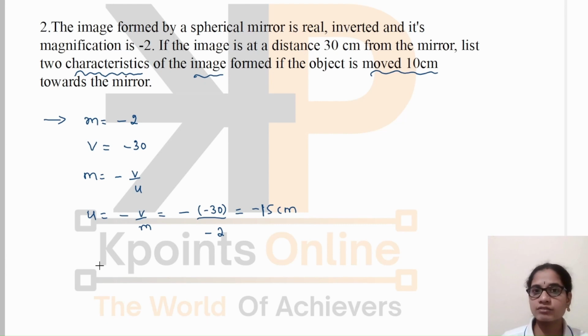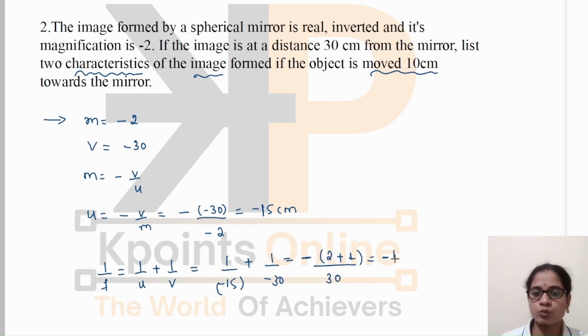Let's see. First, for that we have to calculate the focal length, which is given by 1 upon f is equal to 1 upon u plus 1 upon v. It is equal to 1 upon minus 15 plus 1 upon minus 30. It will be minus 1 by 10. The focal length, 1 by f is minus 1 by 10. f will be minus 10 centimeter.